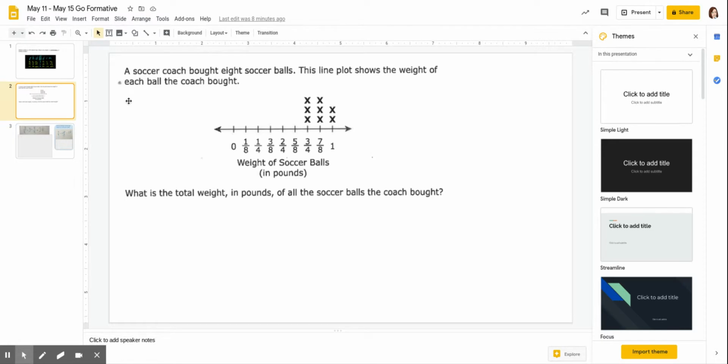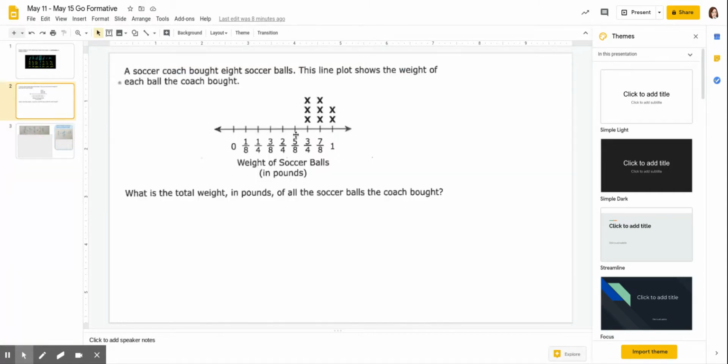Number 2, a soccer coach bought 8 soccer balls. This line plot shows the weight of each ball the coach bought. What is the total weight in pounds of all the balls the coach bought?